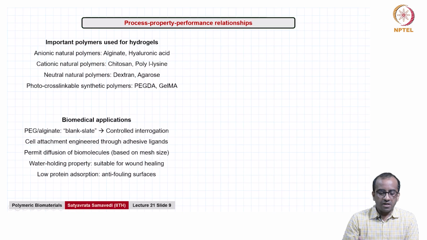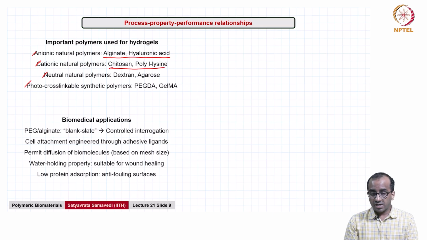And we will first begin by listing some types of hydrogels that are popularly used in biomedical applications and in the clinic. So some examples of anionic natural polymers include alginate and hyaluronic acid, which we have seen in quite some detail in the previous lecture. Cationic polymers include chitosan and poly-L-lysine. Chitosan is again a polymer that we have looked at in detail, where we saw that the hydrogels based on chitosan can be used for hemostatic dressings.